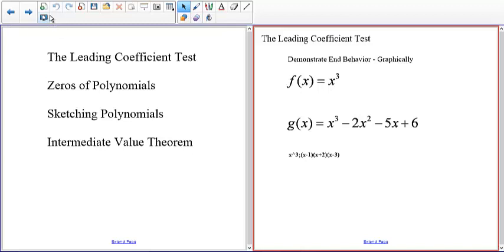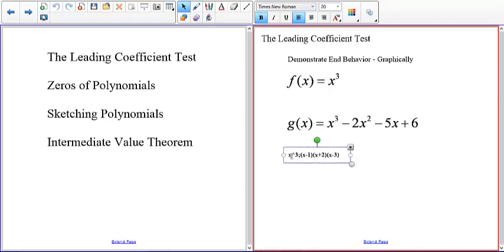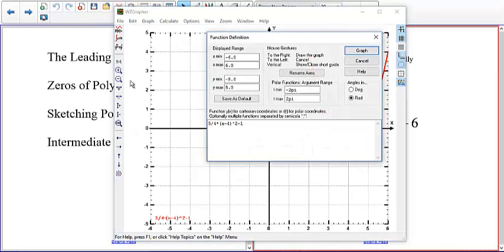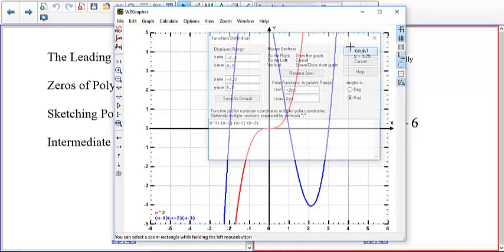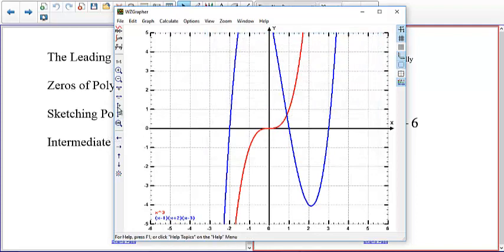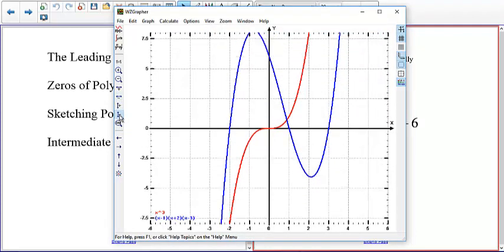So what I wanted to do here was to just demonstrate these two things. This is the function x cubed and the function x cubed minus 2x squared minus 5x plus 6. So let me just copy this over, which is just the two functions that I'm really alluding to. So let's graph that. And let me zoom out in the y direction.